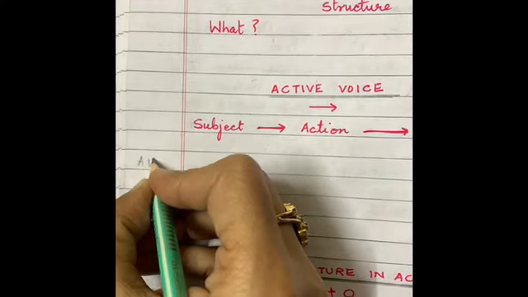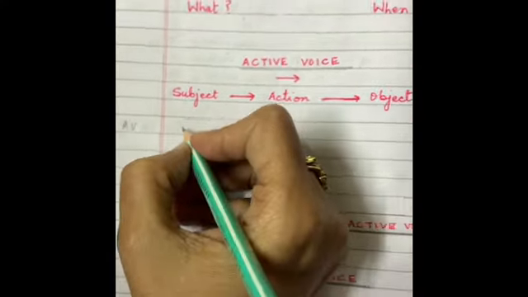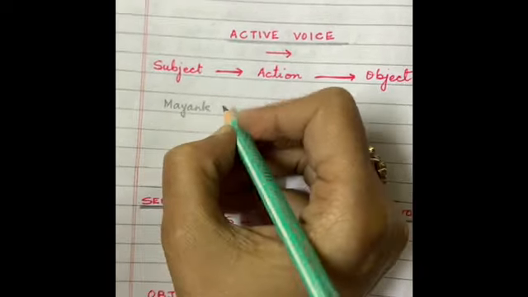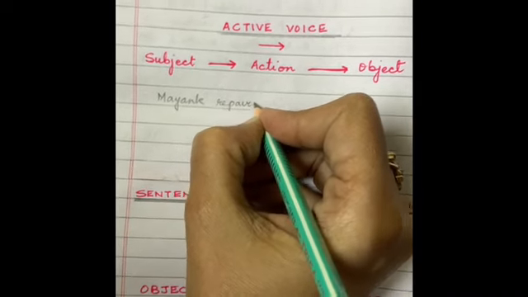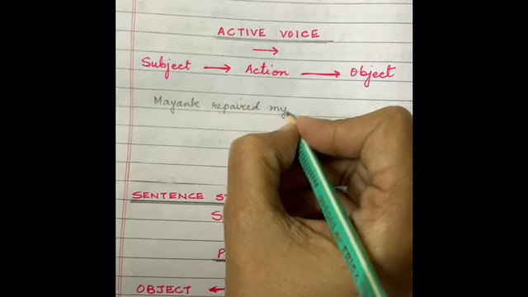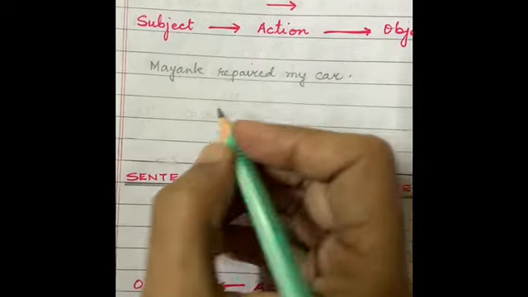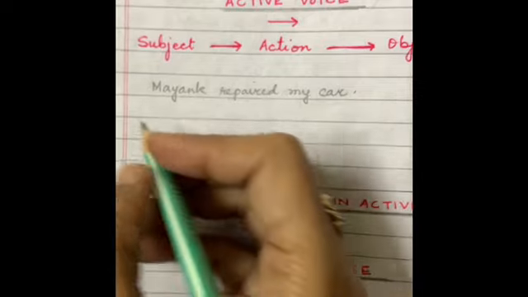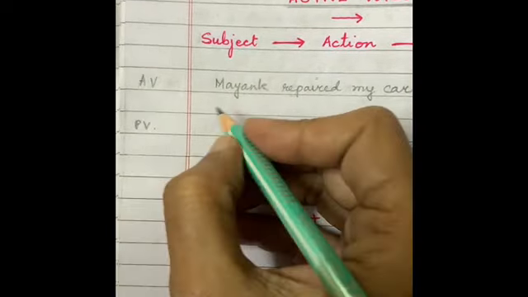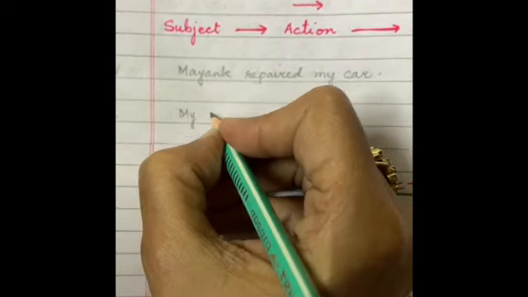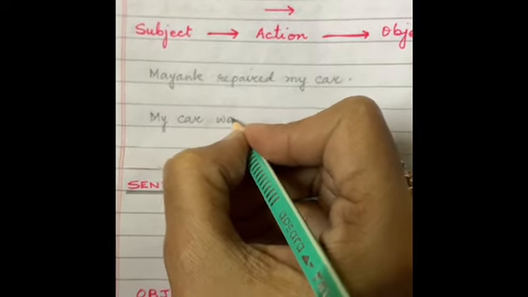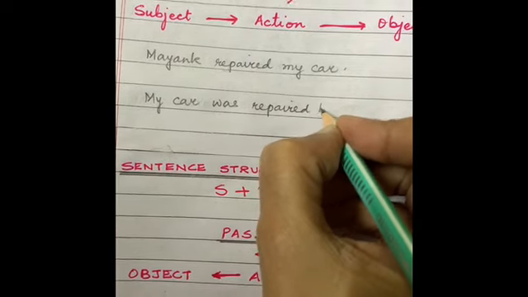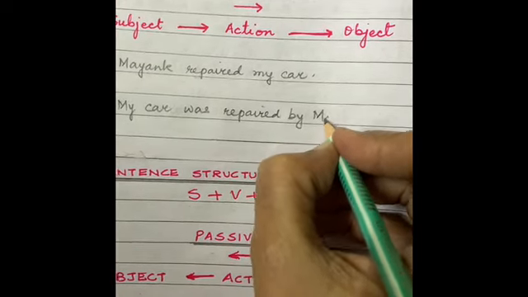Active voice: Mayank repaired my car. Now the same sentence in the passive voice is: my car was repaired by Mayank.